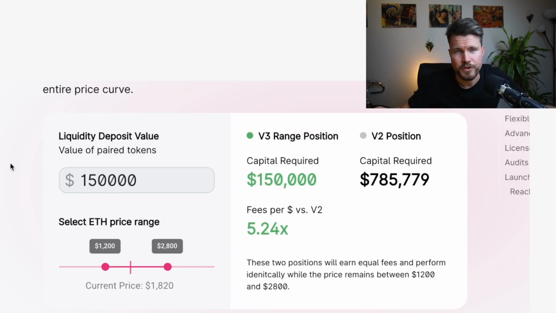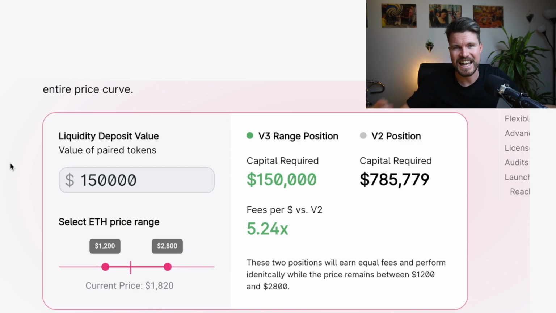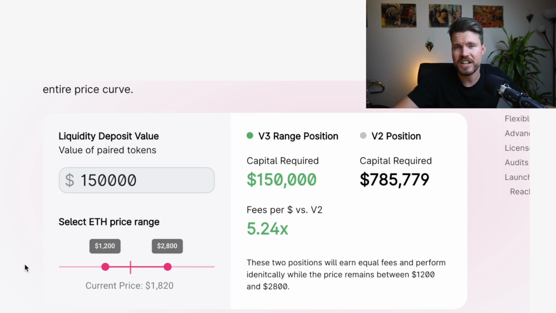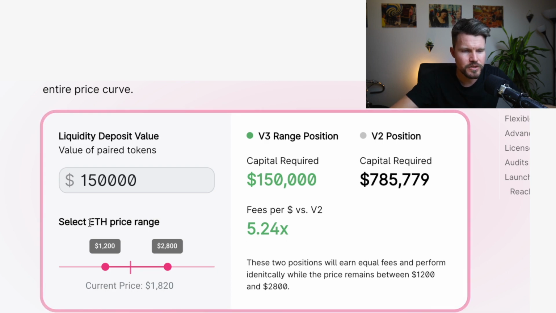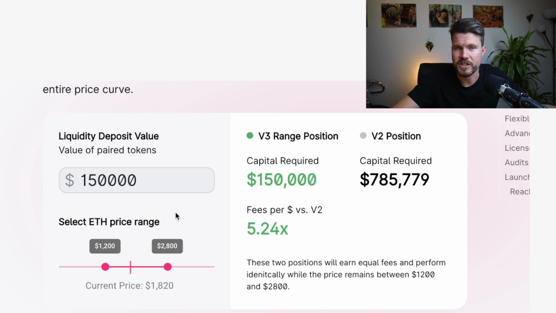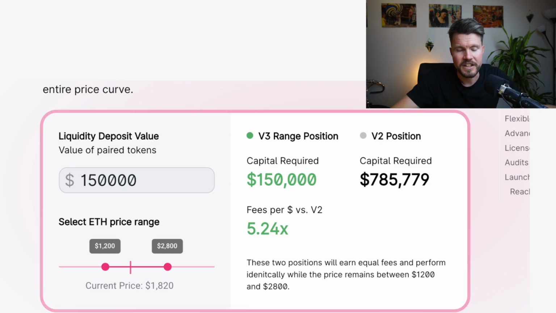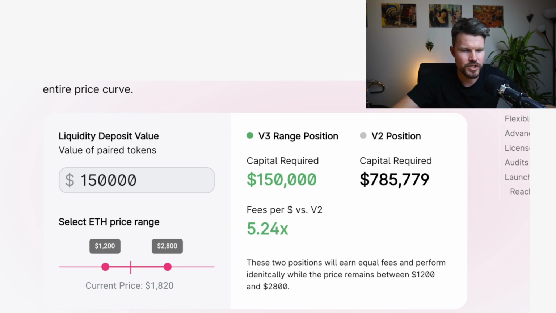The Uniswap version 3 website has a pretty awesome calculator. What it actually allows you to do is compare the amount of fees that you'll be earning with version 3 compared to version 2. And you can also select the price range for which you'd like to provide some liquidity. So like I mentioned before, the narrower this price range, the more fees you'll be earning compared with version 2.